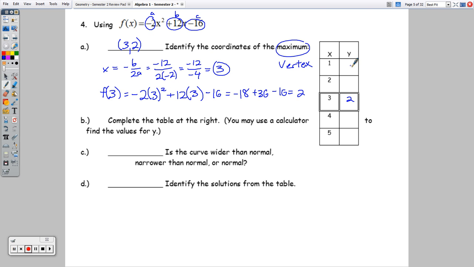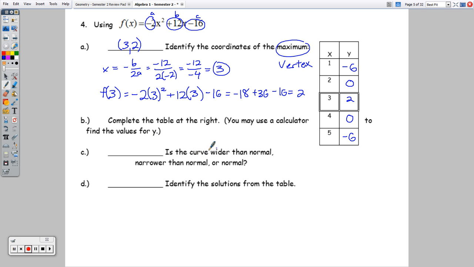But you could also do each one of these, 1, 2, and 4, and 5. You could do that by hand. You can do that one at a time as well in the calculator. But you should get these values here. 0, you should get -6, and we should have 0 here, and -6 here. And notice the symmetry there. We should have symmetry with parabolas like this.